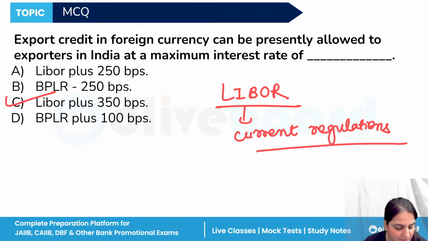Why is our answer A correct? According to... A or B, A or C? Answer C is correct. Let me check this. I'm not sure in this. This is 250 or 350. This thing is slipping from my mind. We are taking this on hold. We will check and I will tell you shortly. Okay.